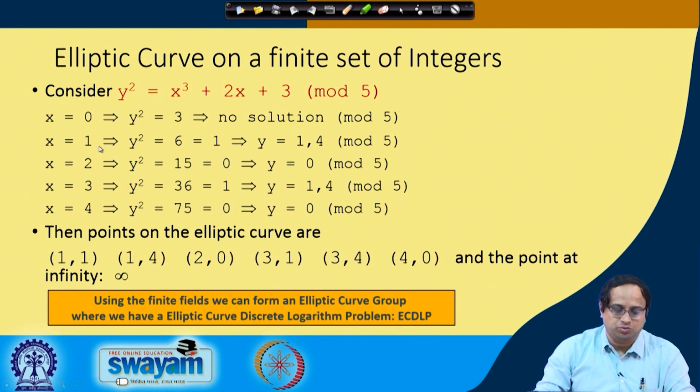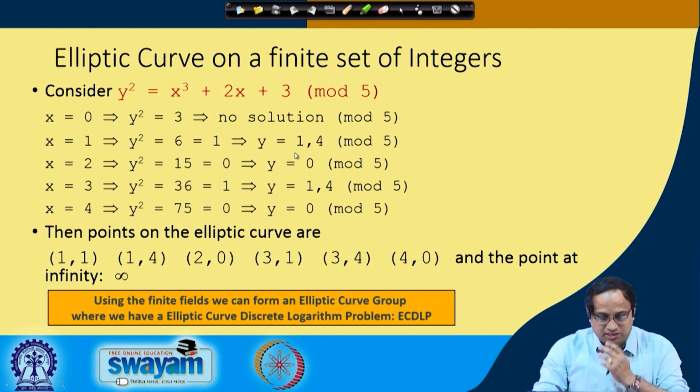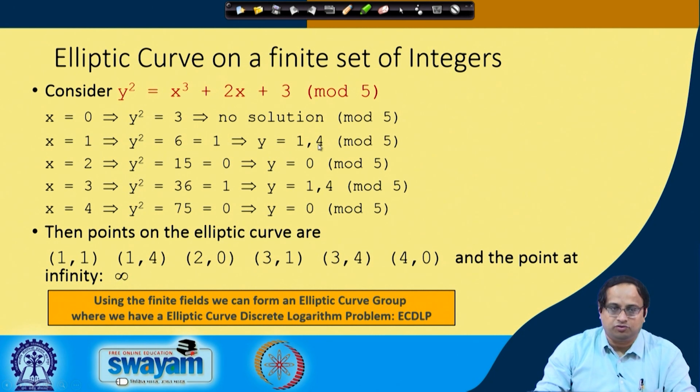I start with x equal to 1, I get y square equal to 6. It turns out that there are two solutions. So therefore, in this case either y is equal to 1 or y equal to 4. Likewise, I plug in x equal to 2, I get y square equal to 15, and 15 is essentially 0 in this case, and therefore y is equal to 0 mod 5.